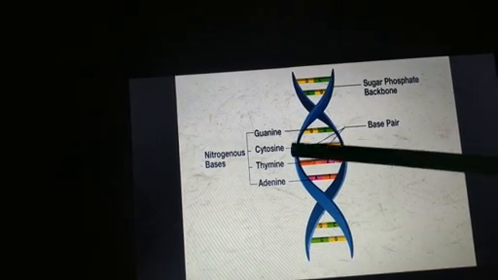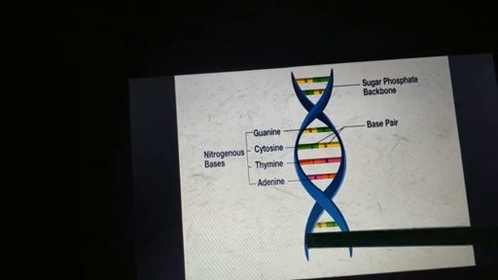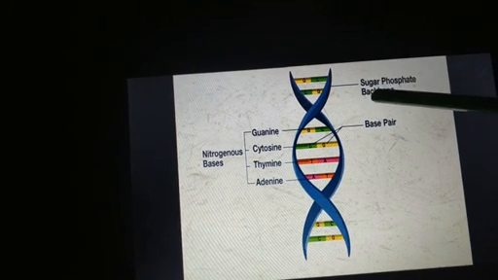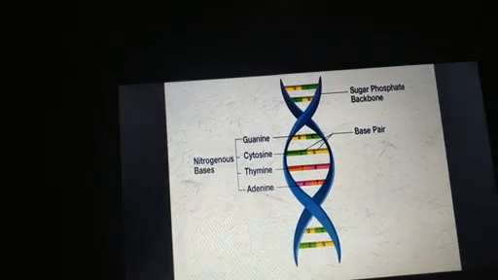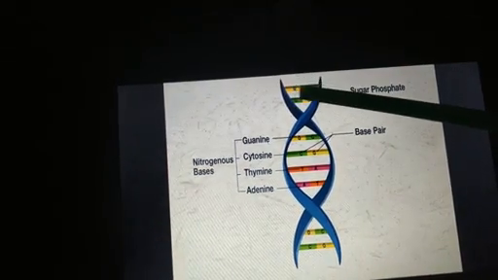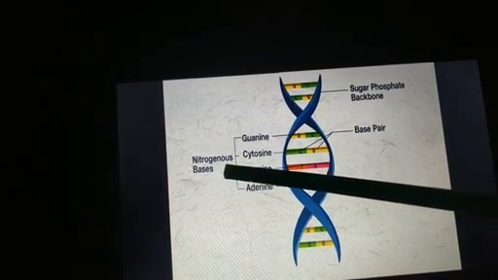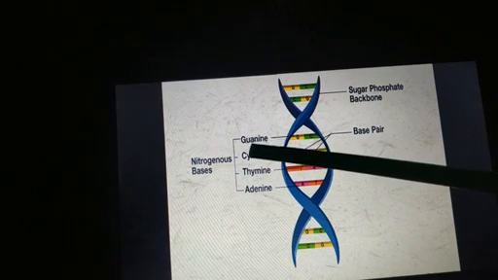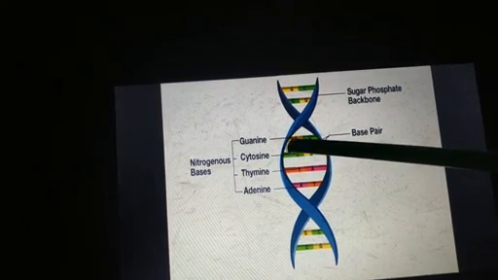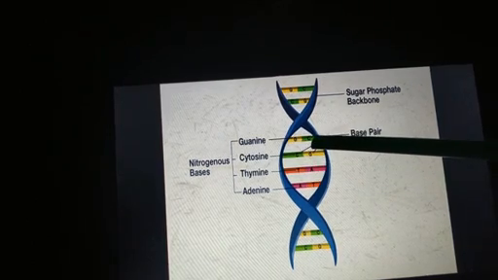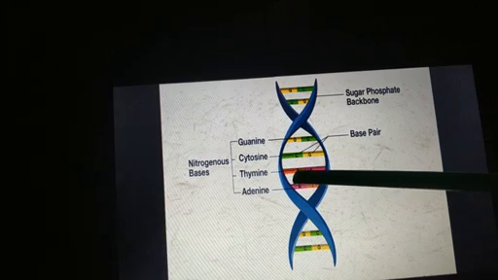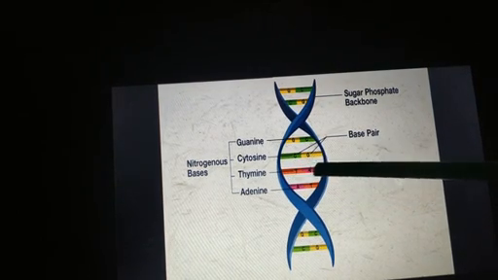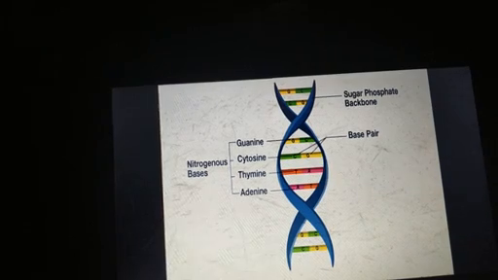So these are the backbone of the DNA, and it is composed of sugar and phosphate. So sugar and phosphate form the backbone of the DNA. And these are the nitrogenous bases. So we have 4 different types of nitrogenous bases in DNA, that is guanine, which we represent as G, cytosine, represented as C, thymine, represented as T, and adenine, represented as A. So these are the nitrogenous bases that are present inside this backbone.